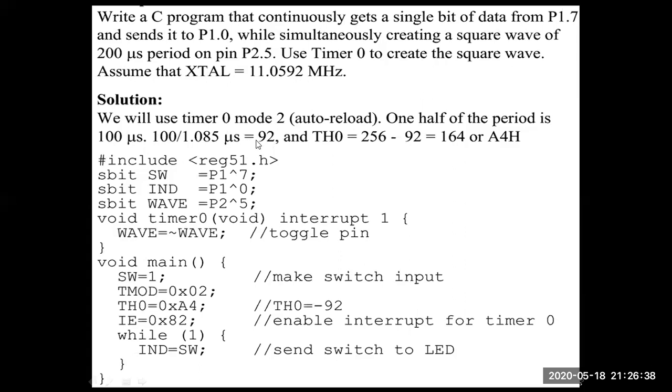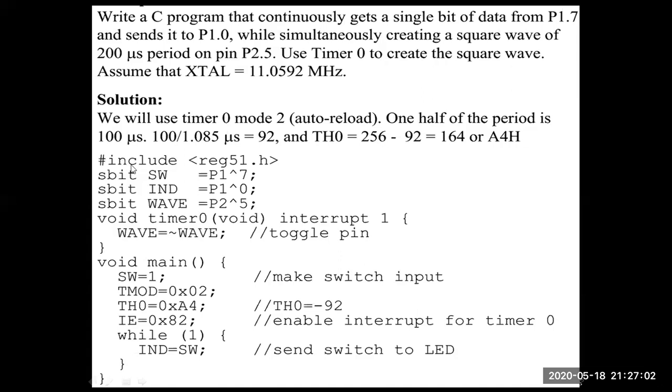So with this delay, what is the maximum value of TH0 in auto reload mode? FF. If you convert FF into decimal, you get 256. 256 minus 92, you get 164. If you convert 164 into hexadecimal, you get A4. So this is the value you should load into TH0.